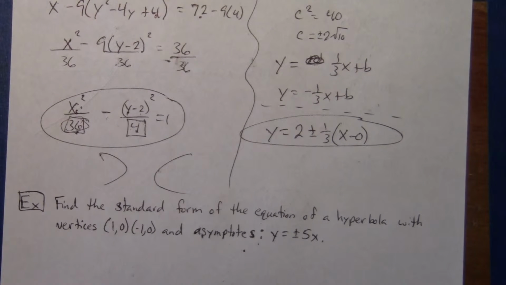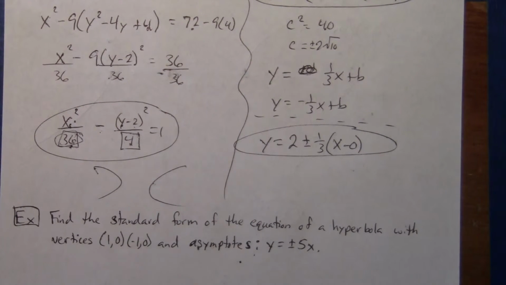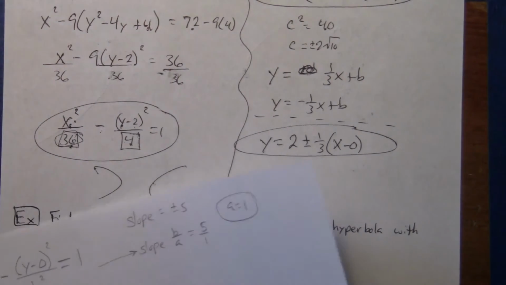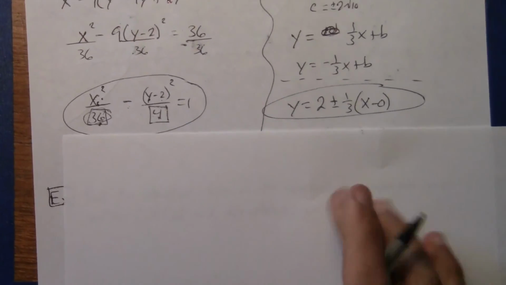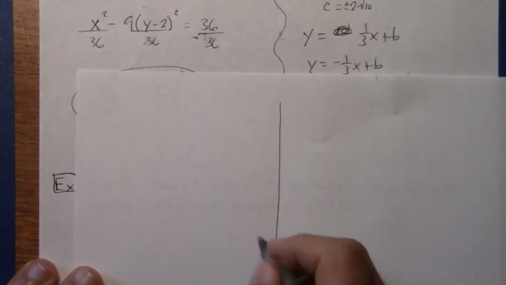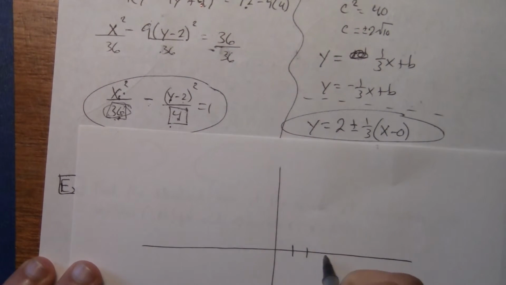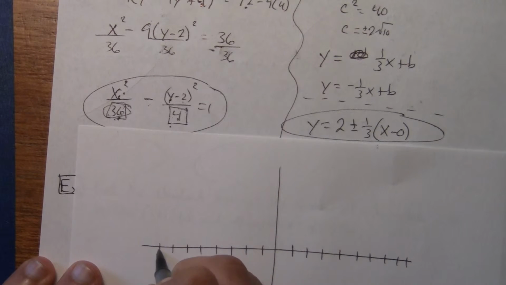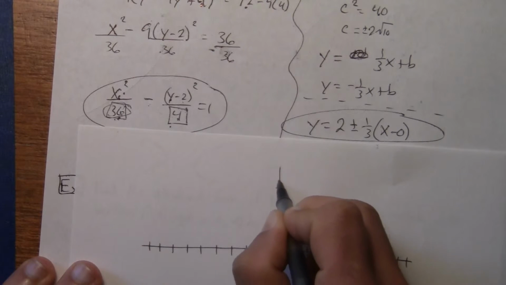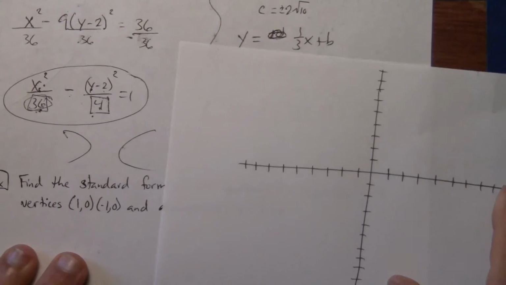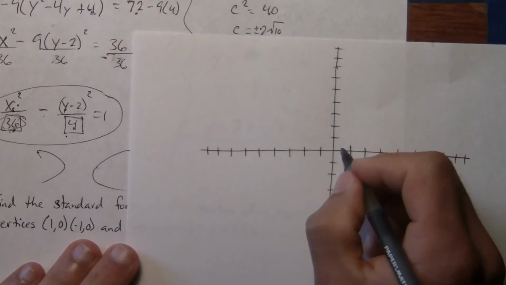Alright, so there's finding all the random information. In terms of the graph, let's go ahead and grab an extra sheet of paper here. If I want to graph it, give yourself an XY axis. Since I'm moving 6 and 2, I should be able to just go by one tick mark. Alright, and we'll start with the center. Center looks like it's at 0, 2.